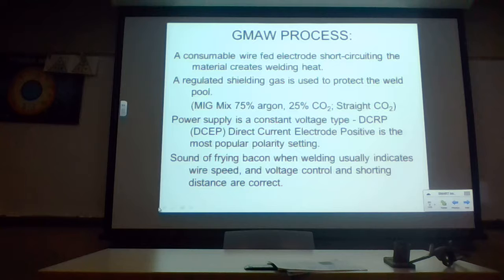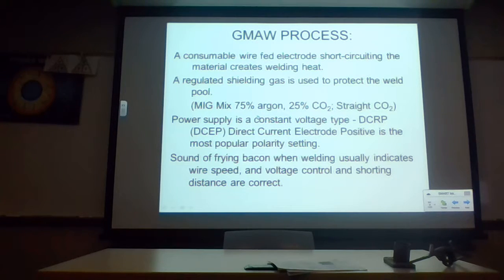The gas that they use in MIG welding is usually a mixture of two gases. Sometimes they call it MIG mix, and what they're using is a mixture of 75% argon and 25% CO2. CO2 isn't necessarily inert, but it seems to work really well for MIG welding. The other option that they might use is carbon dioxide in and of itself in a MIG welder.